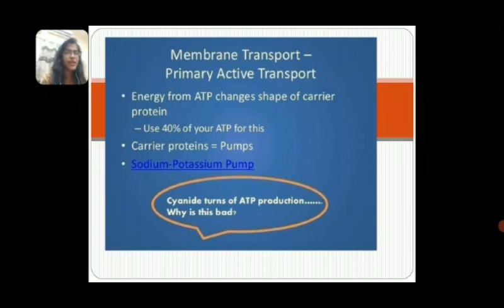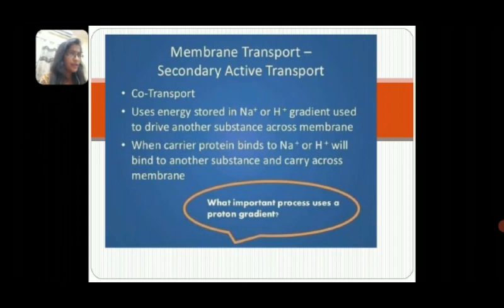So one hot question I have for my students. Cyanide turns off ATP production. Why is this bad? I want the answer to be found out by my students. Coming to the second hard question for you. What important process uses a proton gradient? You can refer to the slide for the answer. Hint is given here. You just have to tell what important process uses a proton gradient.